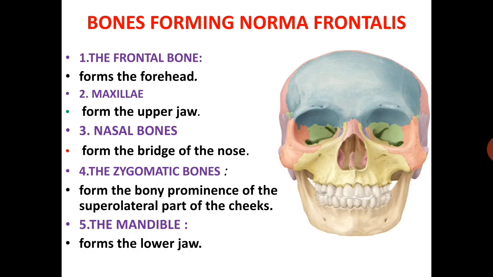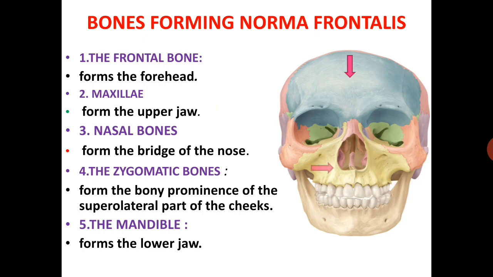The bones forming the Norma frontalis are the frontal bone on the top, that is the blue colored one. It forms the forehead. The lower part of the frontal bone is irregular and is interrupted by the orbits and the anterior bony apertures of the nose.